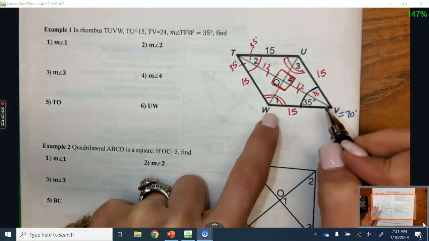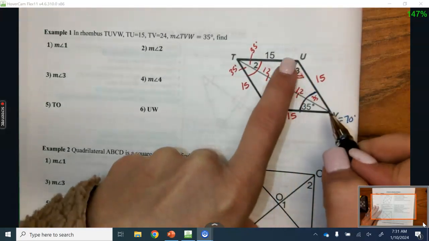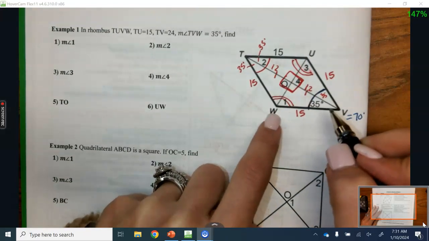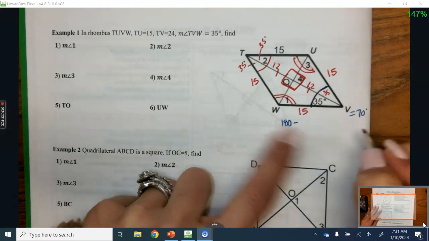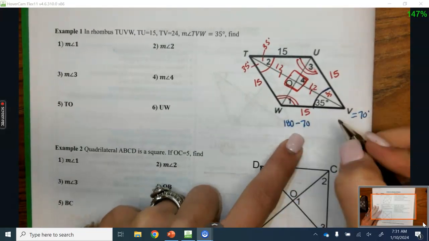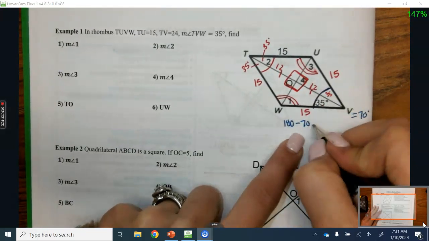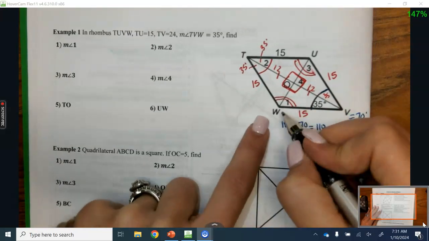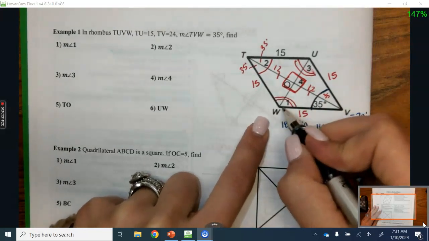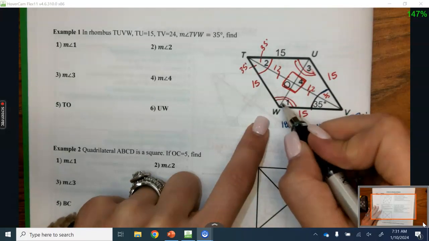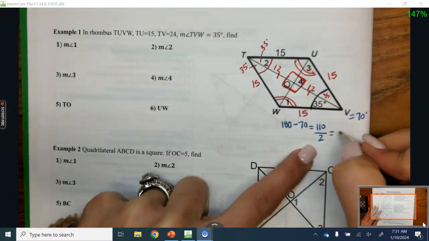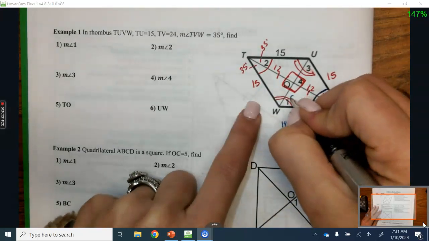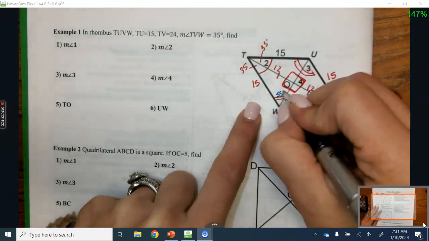Consecutive would be W and V or U and V. Okay, consecutive angles are supplementary. So I can take 180 and subtract angle V, which is 70, right, as a total, and I get 110. That means the entire angle W is 110, and if it's getting bisected, that means it's getting cut in half, where each part is 55 degrees.